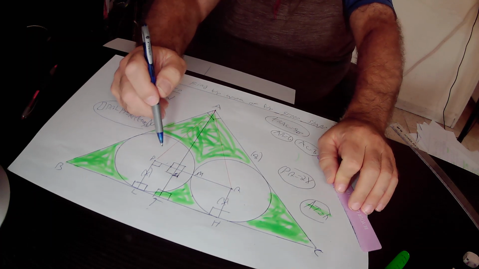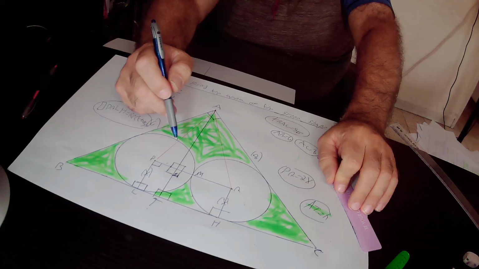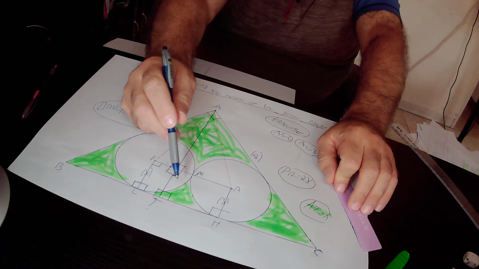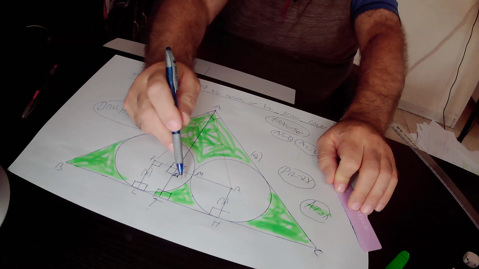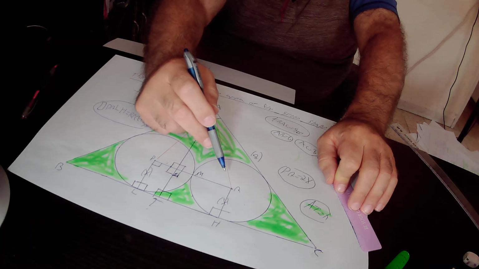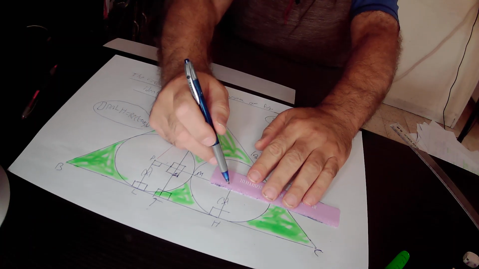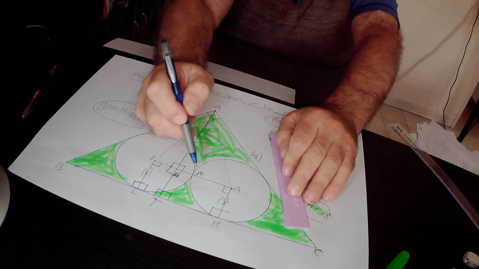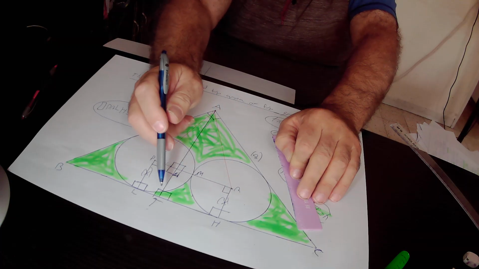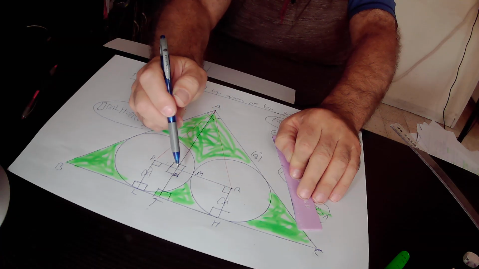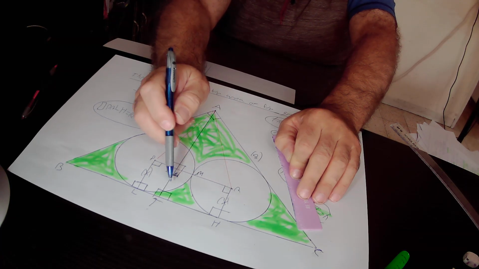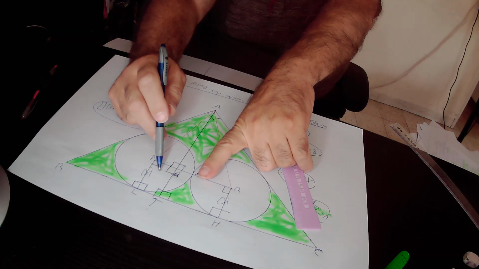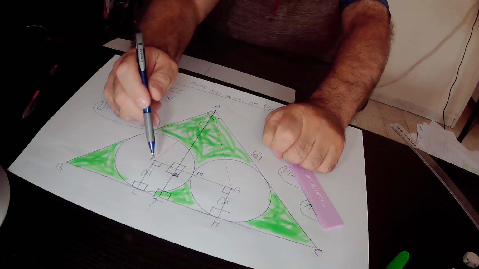So PGTL is a rectangle because it has 4 right angles. Likewise, in this quadrilateral GQHT, we have 1, 2, 3 right angles, and therefore this fourth angle again must be equal to 90 degrees, and therefore quadrilateral GQHT is a rectangle because it has 4 right angles. Those two shapes are both rectangles.